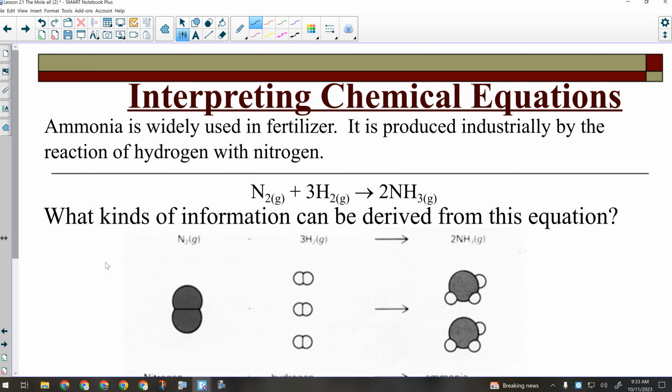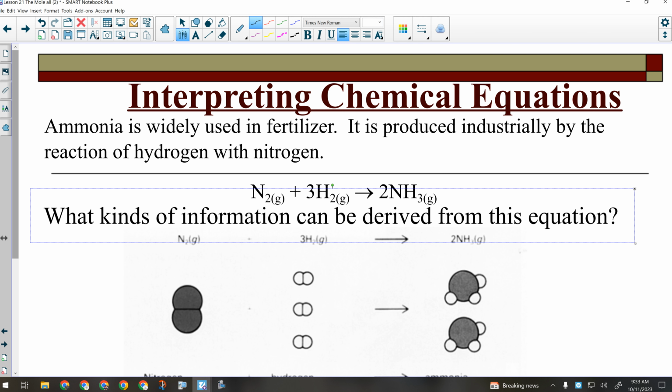But what it does mean is I get twice as many nitrogen trihydrides as I do nitrogen gas in terms of moles. Not in terms of mass, that's not true, but in terms of moles, it is true. Okay? Everybody all right with that idea? All it is about is seeing a reaction and the ratios of everything in the reaction.